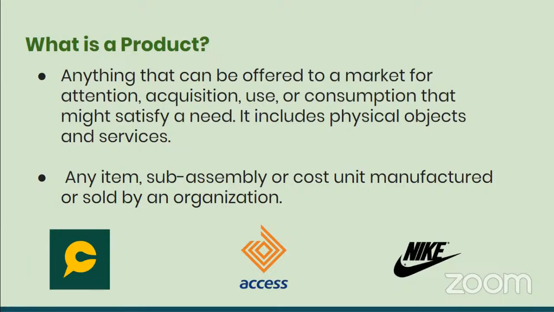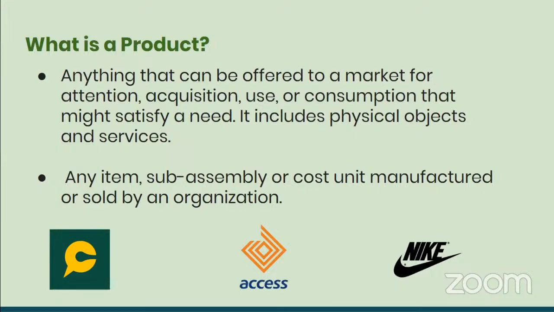And we also have Access Bank, Nike. These are examples of what products are. Do you understand? So anything that is being sold to the public so that the public can use, and at the end of the day, the owner of those products is making some form of profit from it, is called a product.